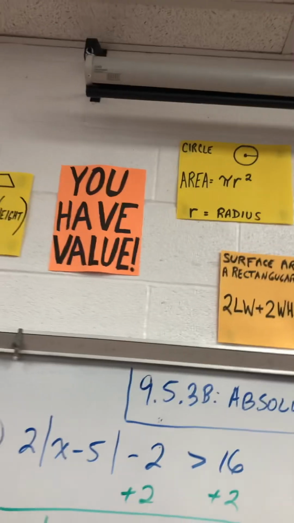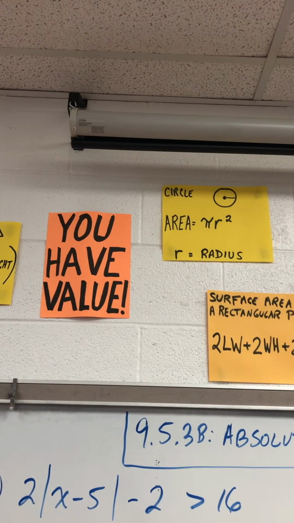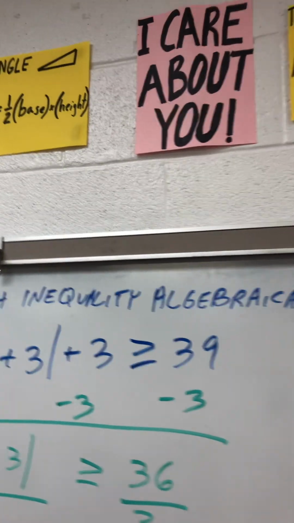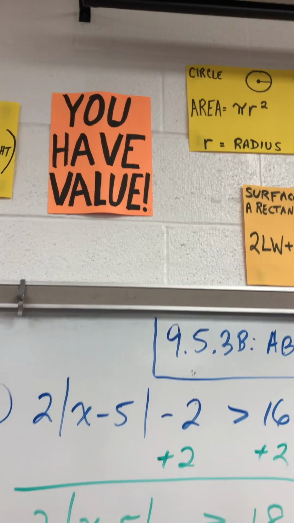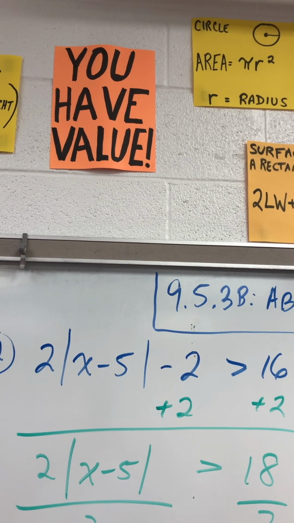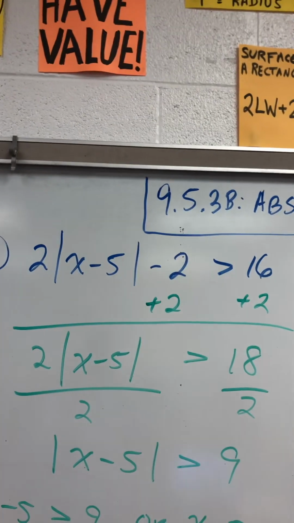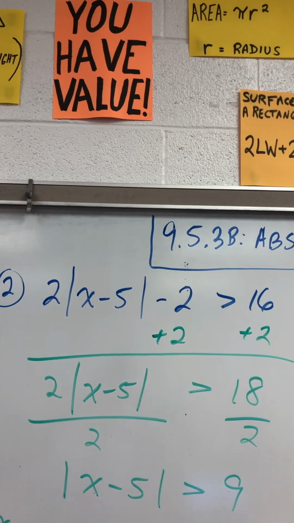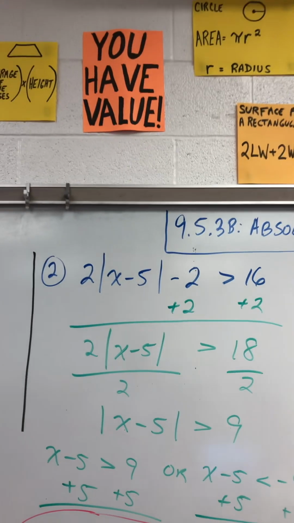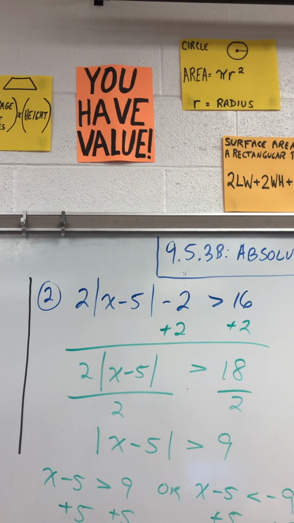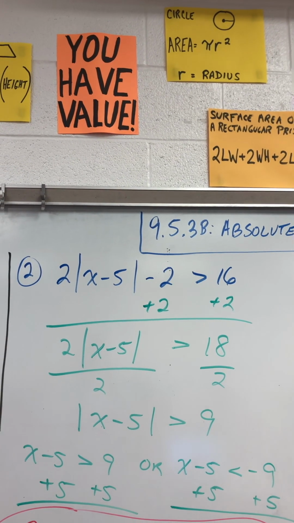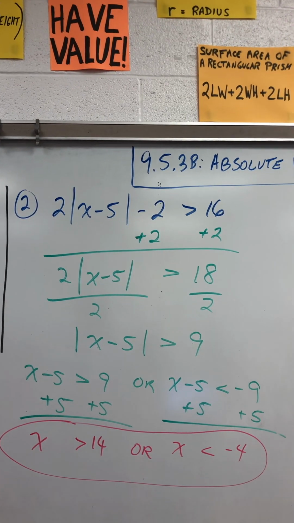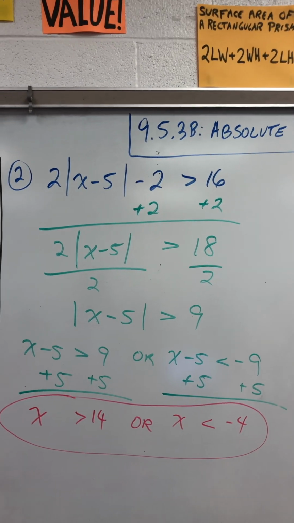Over here, we have another greater than. Greater than is an or statement. This was greater than, so that was an or statement. This is greater than, and that's an or statement. I'm going to add 2 to both sides first. After I add 2 to both sides, I'm going to divide both sides by 2 and get absolute value x minus 5 greater than 9. So now I have x minus 5 greater than 9 or x minus 5 less than negative 9. Add 5 to both sides and I get x is greater than 14 or x less than negative 4.